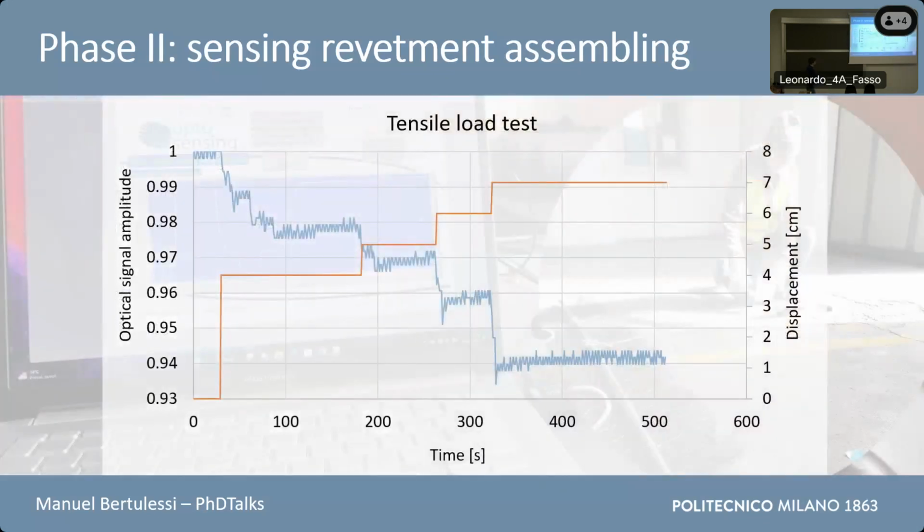This is one of the results of this testing, in which we stretch the panel by anchoring it on the floor. With a rope, stretching on the other side, and with this control rod, we apply a given displacement up to 7 centimeters, and on the other part we have the optical signal amplitude that decreases accordingly with the displacement induced.